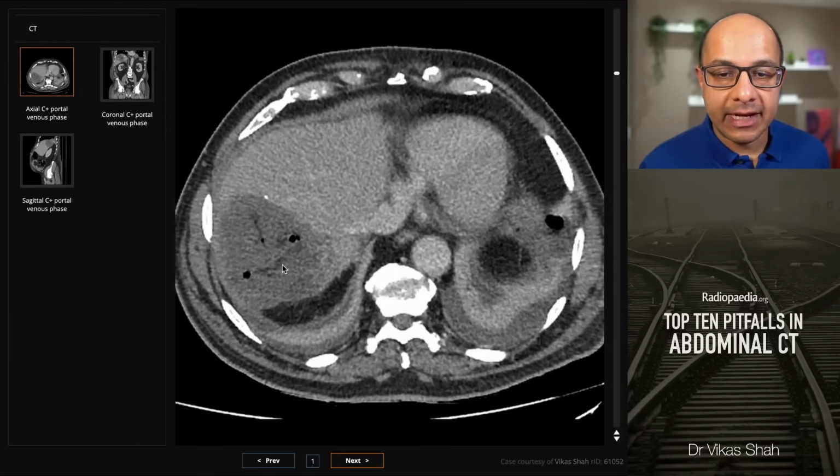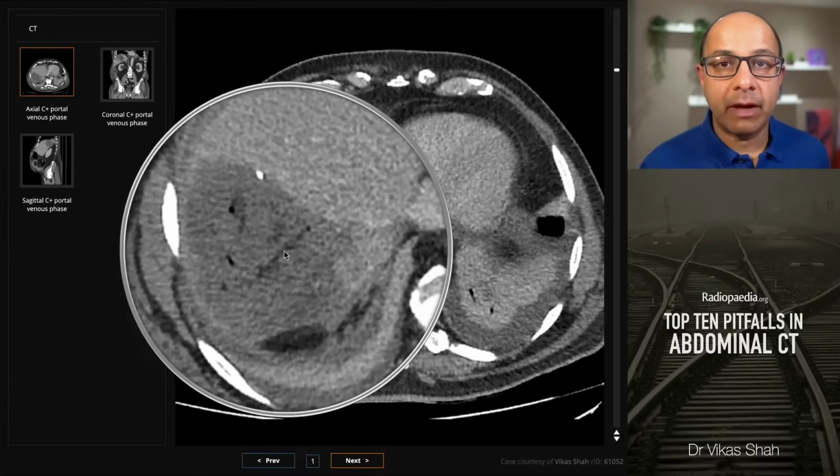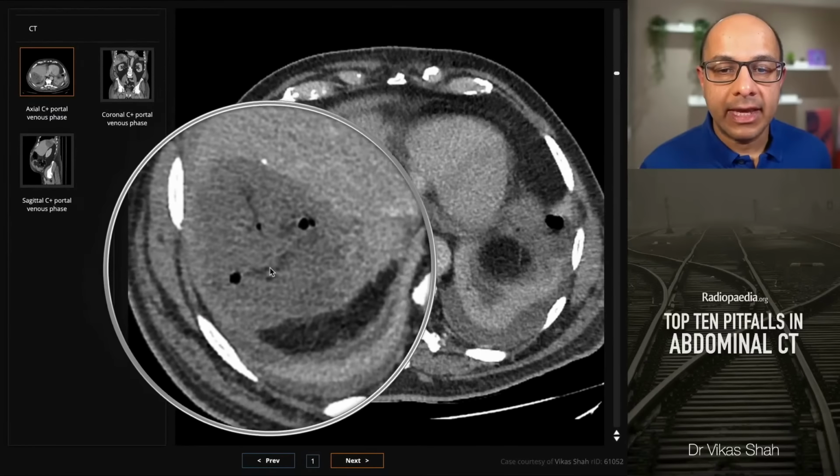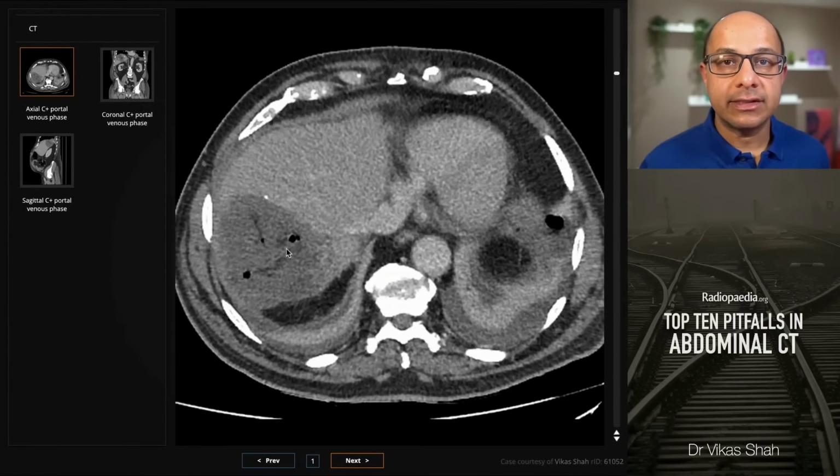Now within that, there are these linear low density strands with some bubbles within them, which is surrounded by this more high density material. And we knew in this case that they'd used surgical hemostatic material. So these low density strands are the fibers of the material, and it's mopped up the blood, which is this more high density stuff surrounding it. But it's important to know that so you don't overcall that as an abscess.